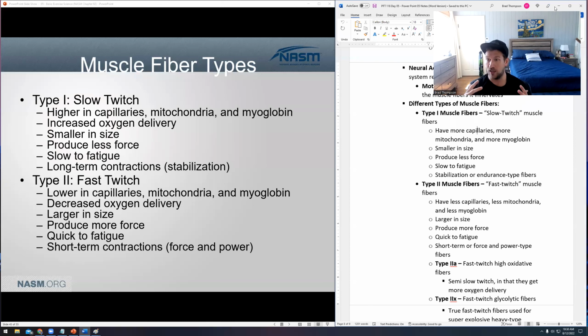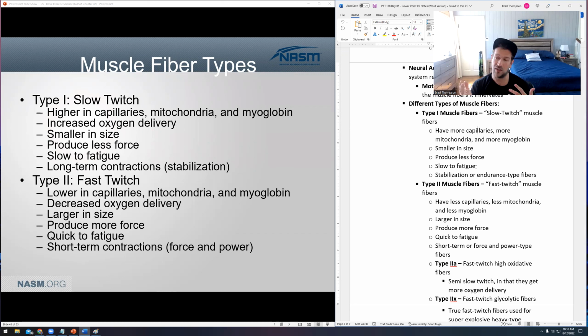They have a lot of blood flow. They have a lot more blood vessels that run through them. They have a lot more mitochondria, which uses oxygen to produce energy. They have a lot more myoglobin and hemoglobin, which carry that oxygen around. And because they're able to produce energy very easily, they tend to be a lot smaller in size. They don't have as many myofibrils, as many of those contractile proteins that we've been talking about. Because of that, they're very slow to fatigue because they're good at spitting out energy, but they're not very good at producing high levels of force.